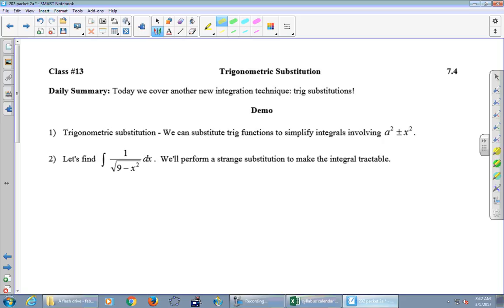Parts is not going to work. Partial fractions, it's not a polynomial on the bottom, so there's no chance on that one. So we have no way to solve this one. But I just want to point out it involves a number plus or minus an x squared, right? 9 minus x squared. It happens to be inside of a square root.